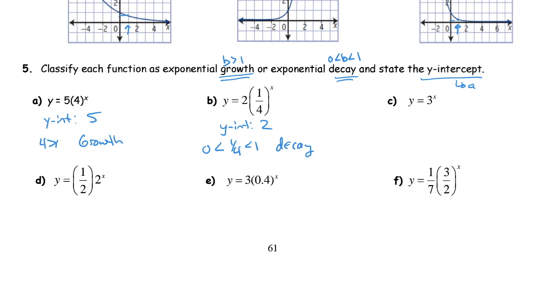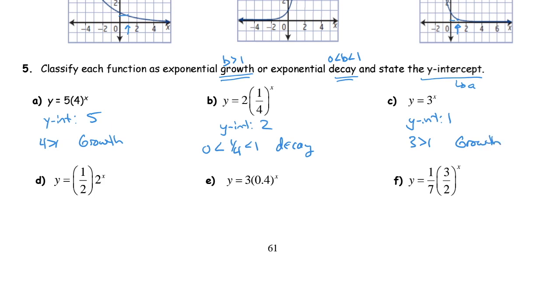Now here, don't get thrown off. The power here is 3 to the x. The base is 3. The exponent there is x. So what's the coefficient multiplied out front? Well, I don't see it as clearly as I did in the previous two. That's okay. It's still there. The answer in this case here is going to be 1. So the y-intercept here is just 1. Because 3 is greater than 1, this is going to be growth.